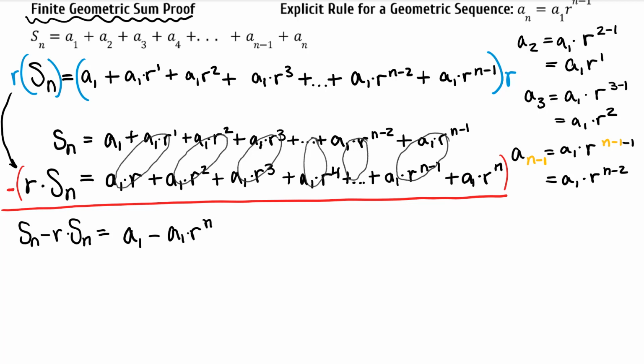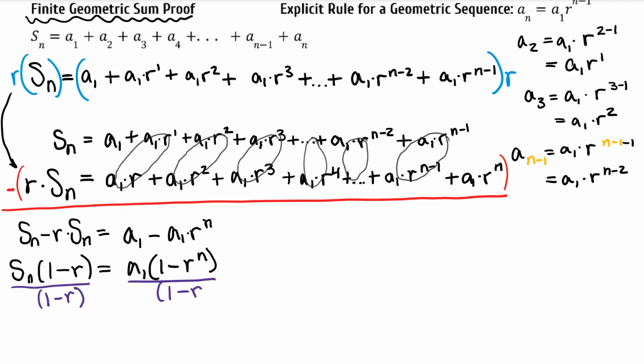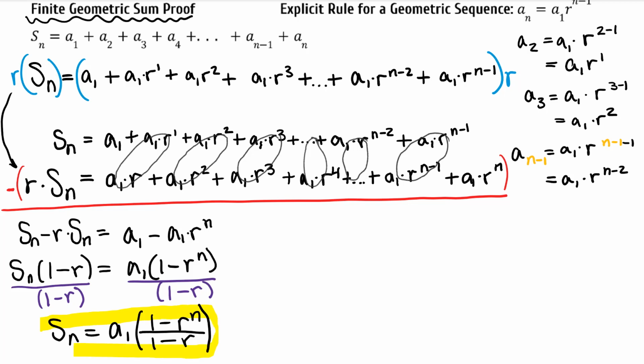Now I'm trying to find a formula for the sum, so let's solve for s sub n. Begin by factoring it out on the left side. And to organize the right side a little better, I'll also factor out a sub 1. Divide both sides by 1 minus r. Now we've created a relationship that shows how to find the sum given the first term and the common ratio of a finite geometric series.